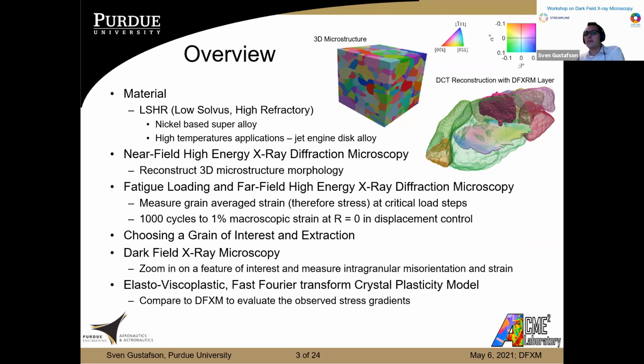After we did this, we then wanted to choose a grain of interest for extraction. We needed to extract a sample to be able to bring to ESRF for further characterization. And once we did that, we used dark field to really study the intragranular misorientation and strain around some feature of interest in this grain. And then finally, as I said, we brought in a crystal plasticity model to compare to dark field.